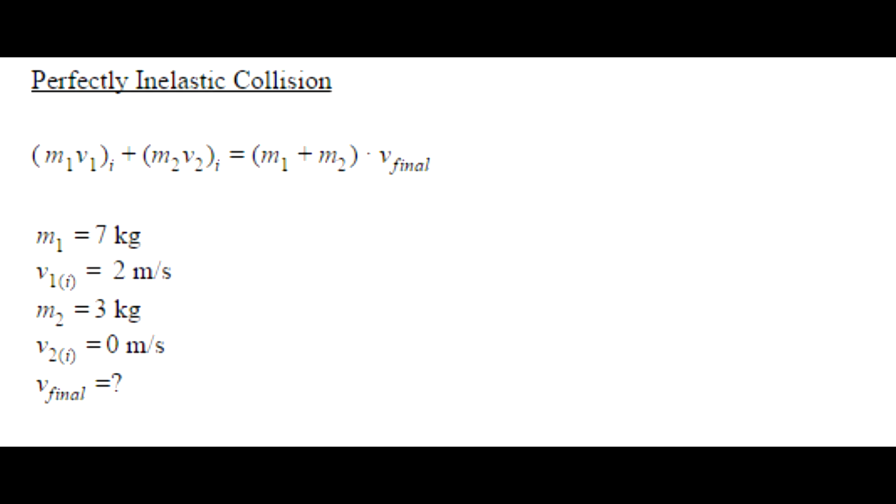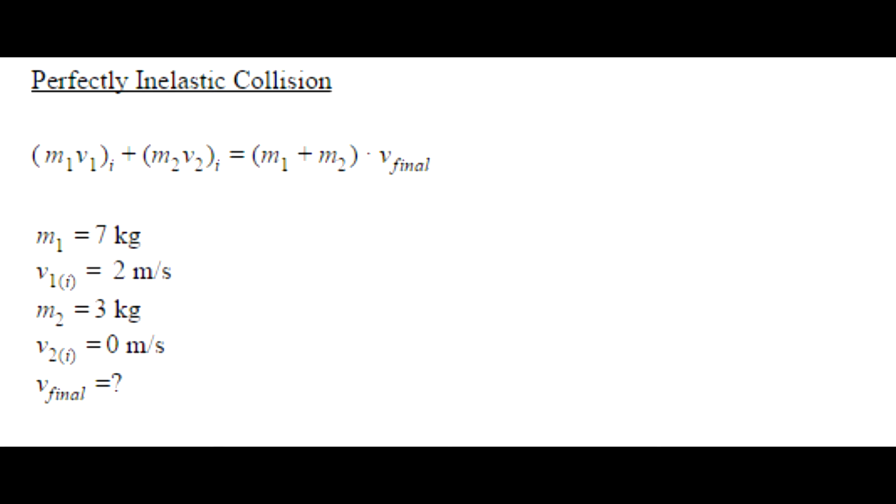Here we have the formula for a perfectly inelastic collision. Mass 1 times the initial velocity of mass 1 plus mass 2 times the initial velocity of mass 2 equals mass 1 plus mass 2 times the final velocity. And for this instance, we'll be using these values.